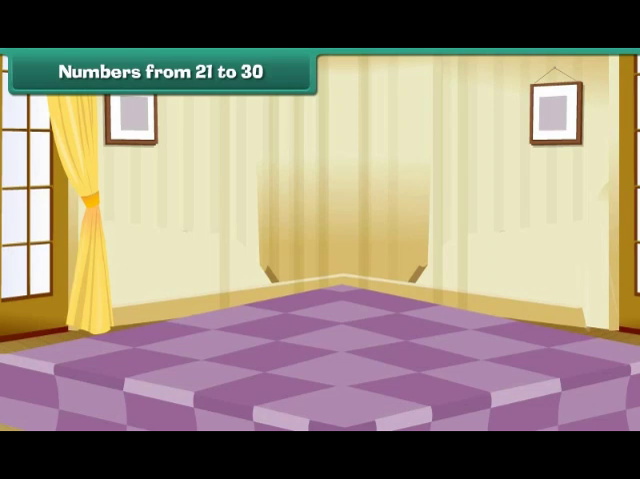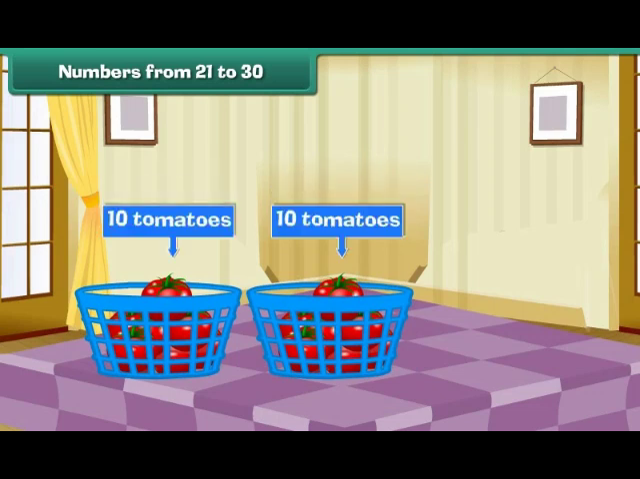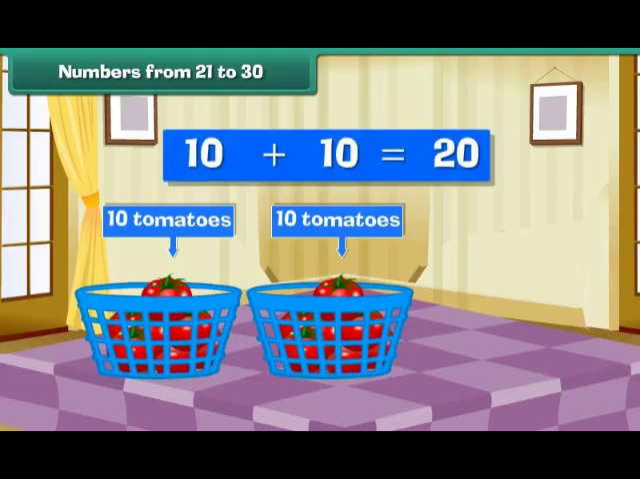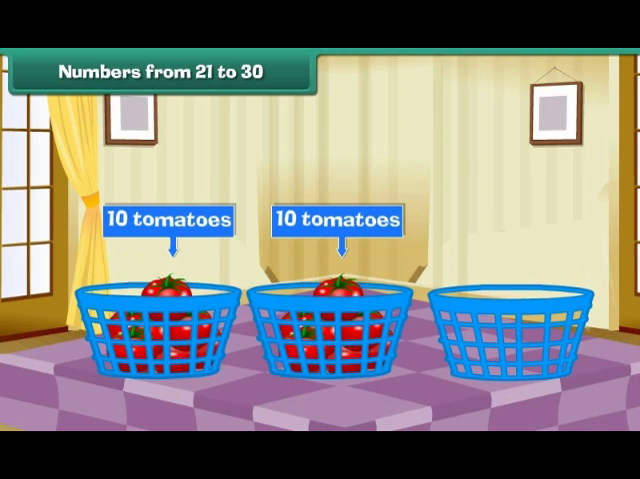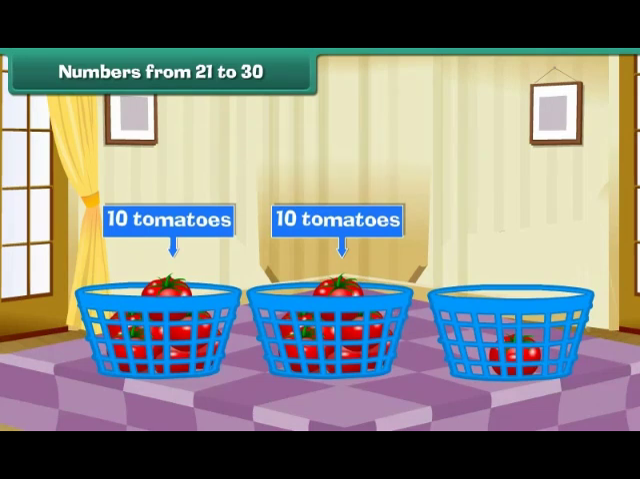Numbers from 21 to 30. Look at these 2 baskets of ripe tomatoes. Each basket contains 10 tomatoes. Therefore, we have 2 groups of 10, which means we have 20 tomatoes. Here is an empty basket. Let us place a tomato inside it. We have 2 tens and 1, that is 21 tomatoes.